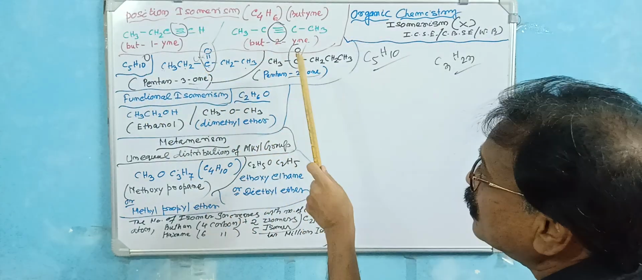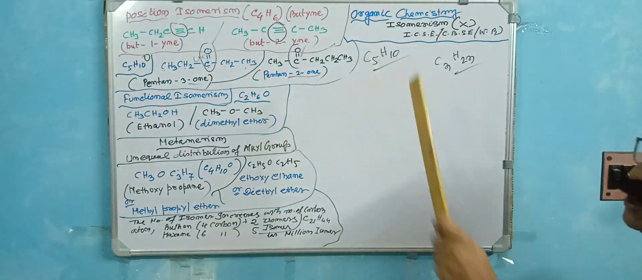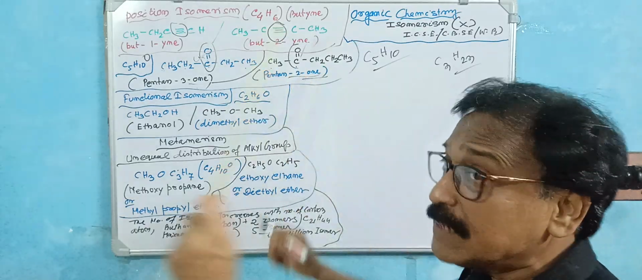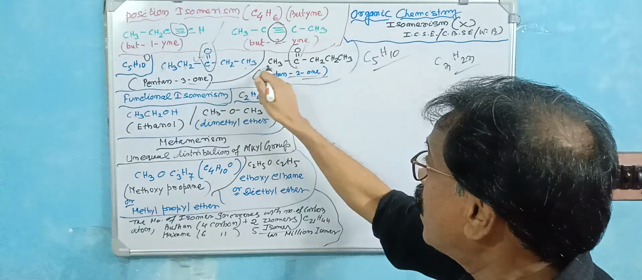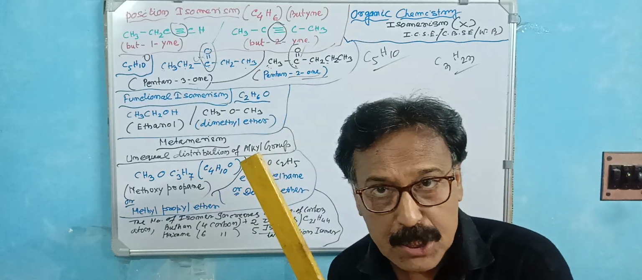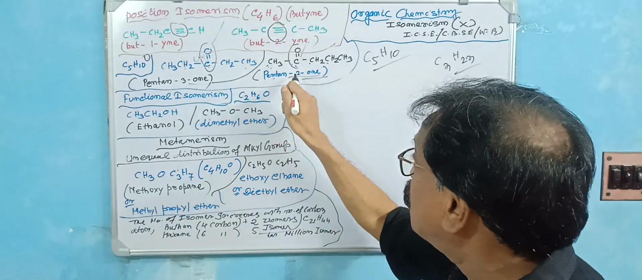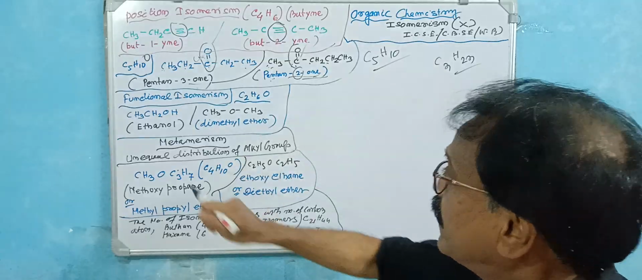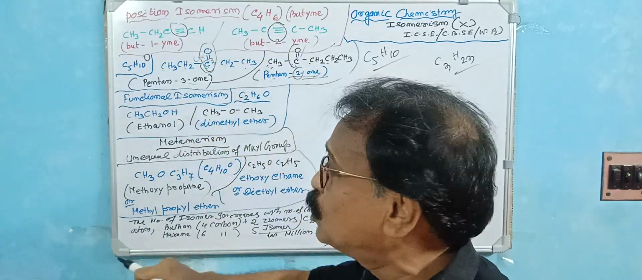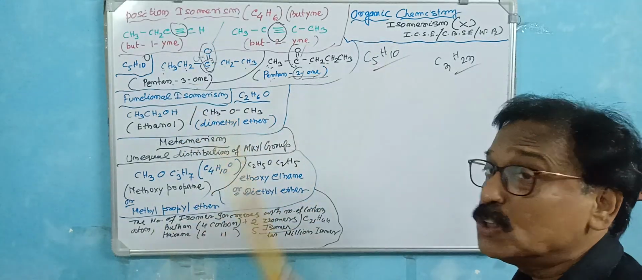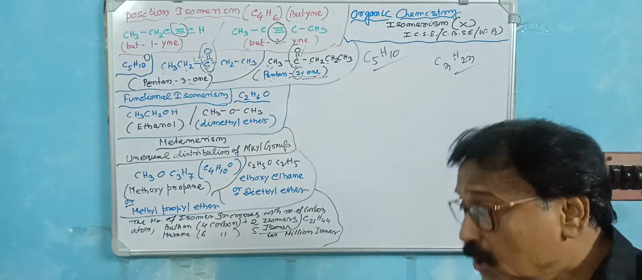Double bond is in the third position, double bond is in the second position. So this is pent-2-ene, because in pentane the carbons are numbered 1, 2, 3, 4, 5. The origin is pentane. What is the position of the double bond? Second position: pent-2-ene. Here, what is the position of the double bond? Third position: pent-3-ene. So two isomers are formed. Okay, so this is the way.